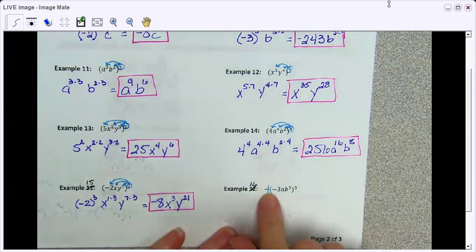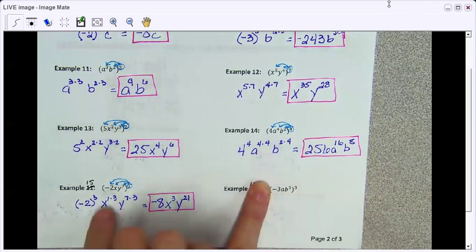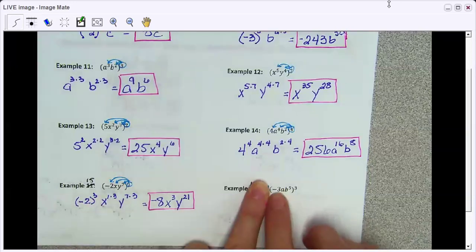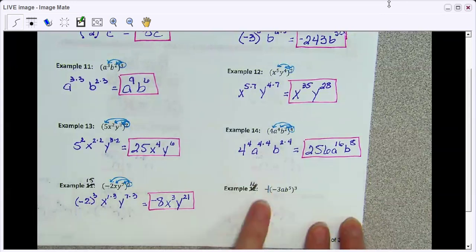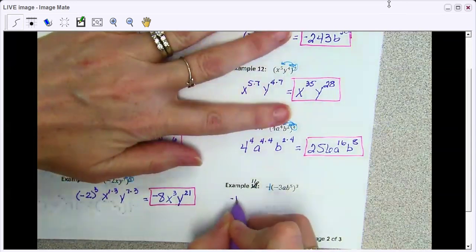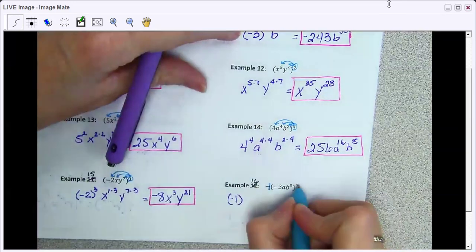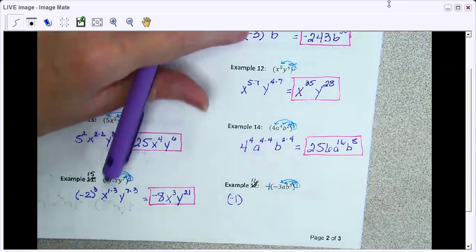Okay, in example 16, we have a -1 on the outside of everything. So we would set this one up just like you did example 15, where you had -2 raised to the power of 3. Here we would do -3 in parentheses raised to the power of 3. But in the final answer, you would end up multiplying whatever coefficient you have by that -1. Okay, so here's how I'm going to write it out. I'm going to have -1 out here on the side. And then I'm going to take my exponent of 3 and apply it to everything inside of my parentheses.